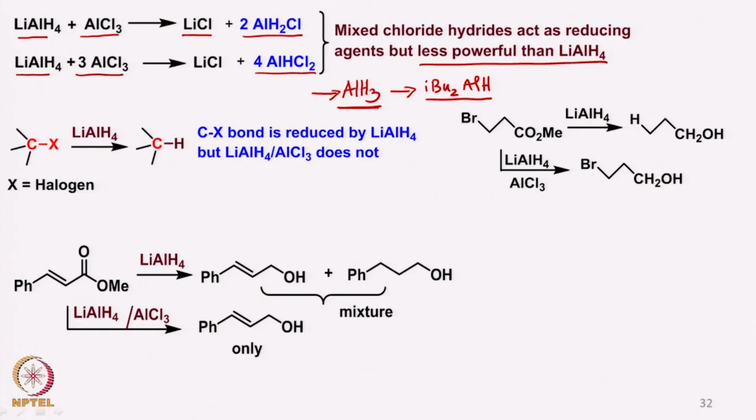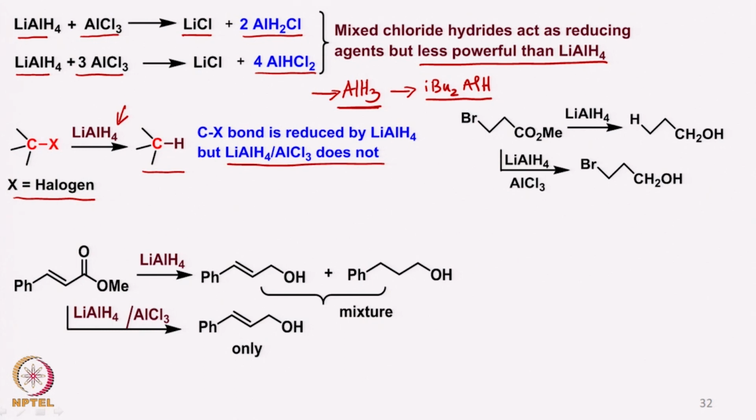And therefore, for example, if it is a halogen compound, we can convert the halogen into the corresponding hydrogen here. The carbon-X bond is cleaved and carbon-hydrogen is formed if lithium aluminum hydride is used. But this reaction does not happen if we take a combination of lithium aluminum hydride and aluminum chloride.